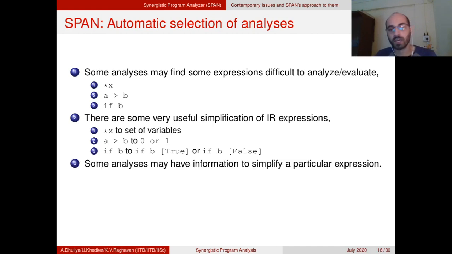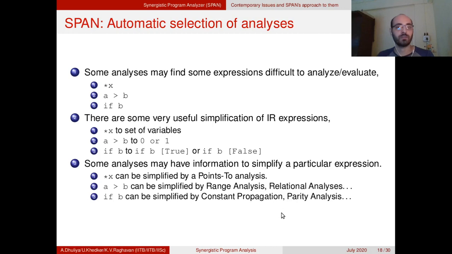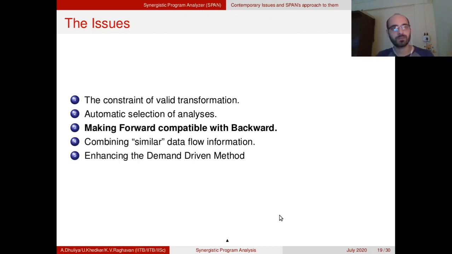Some analyses may have information to simplify a particular expression. For example, star x can be simplified by a points-to analysis. A greater than b can be simplified using a range or relational analysis. If b can be simplified by constant propagation or parity analysis, and this can be useful to many analyses.